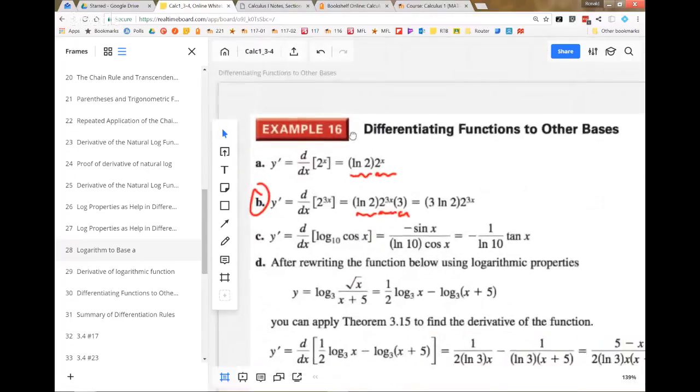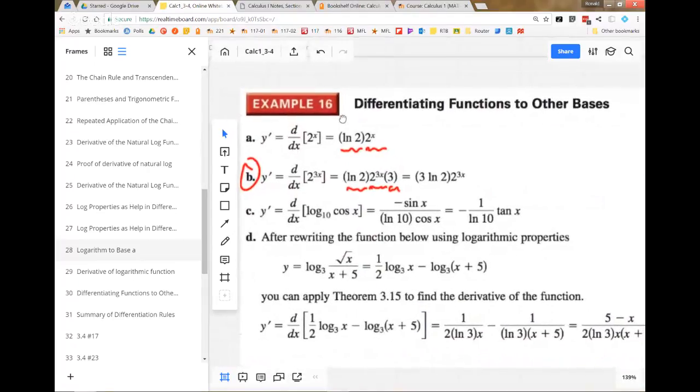So here are some examples. I know we've already looked at D, but now let's look at A, B, and C. Okay, so what's the derivative of 2 to the x? Itself, 2 to the x, times the natural log of its base, natural log of 2. Okay, what's the derivative of 2 to the 3x? Itself, 2 to the 3x, see it there in the middle, multiplied by the natural log of its base, 2.